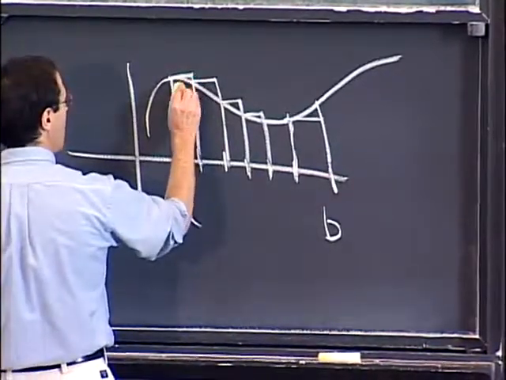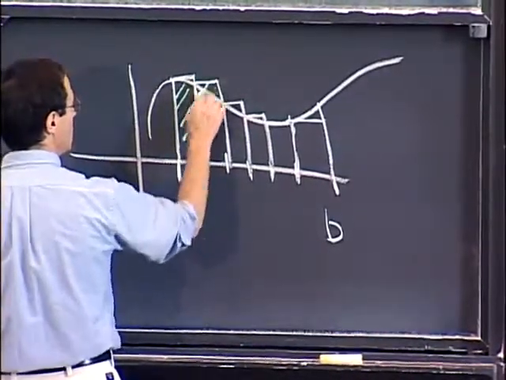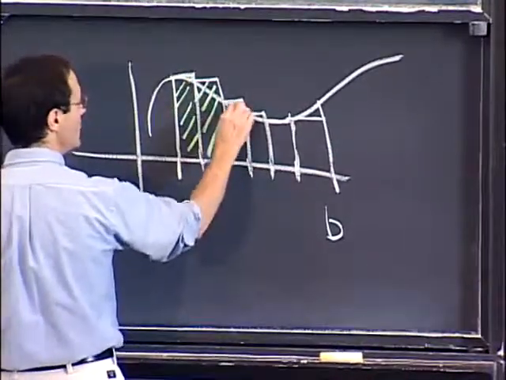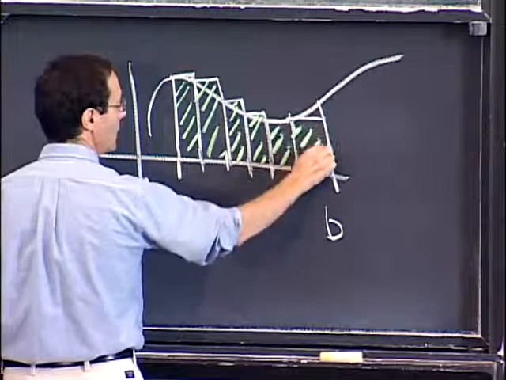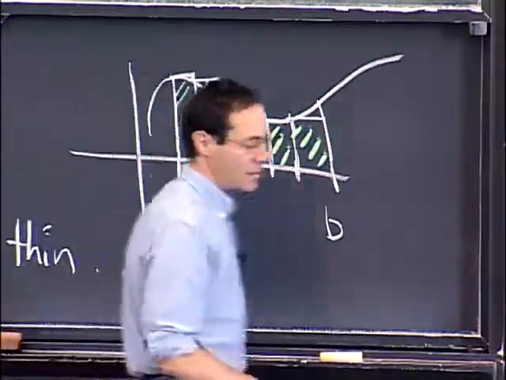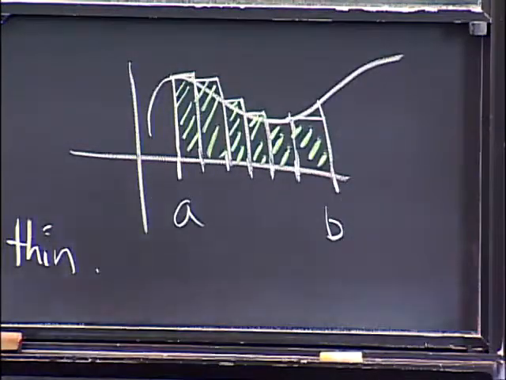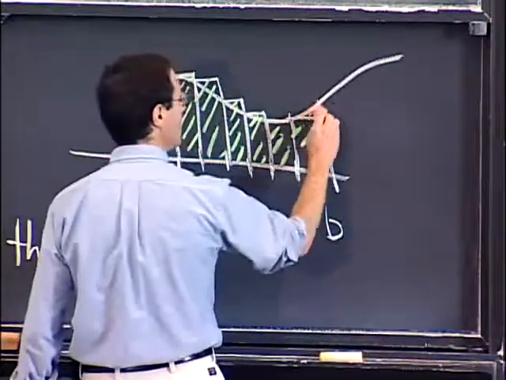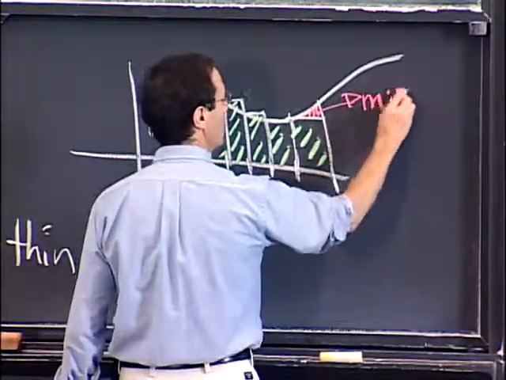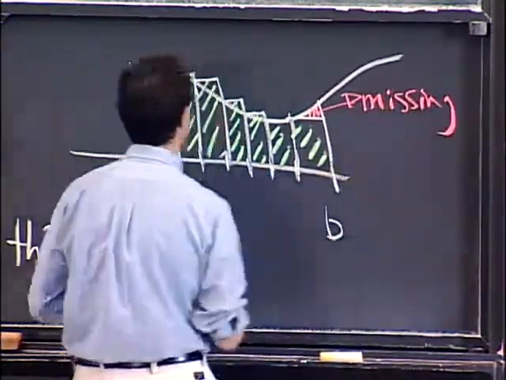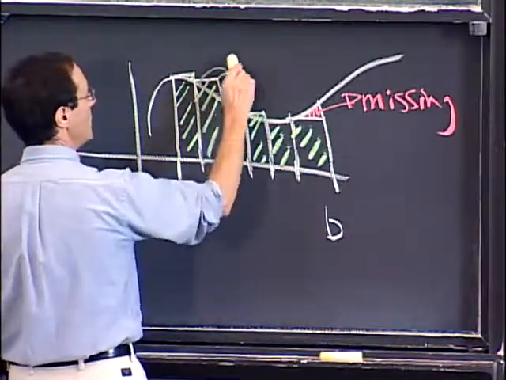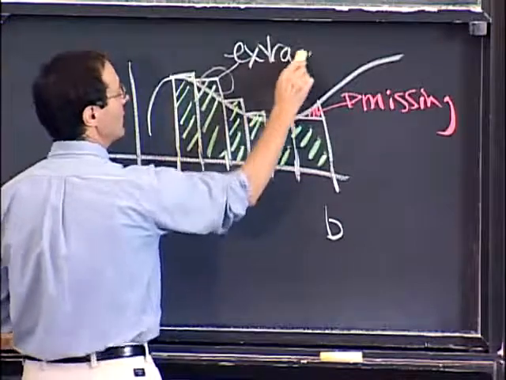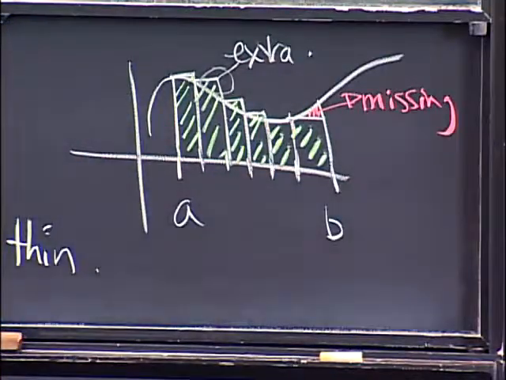It's this region here, but it includes these extra bits here. And then it's missing this little guy here. This little bit there is missing. And as I say, these little pieces up here, this little bit up here is extra. All right, so that's why we're not really dividing up the region into rectangles.